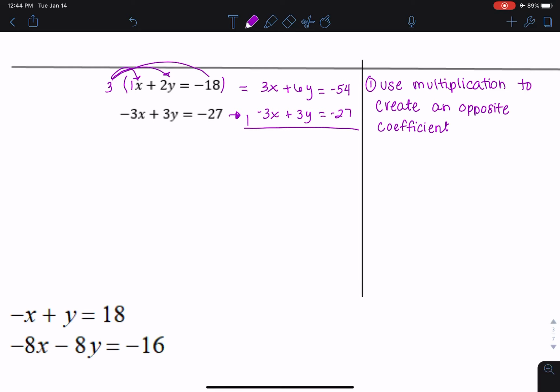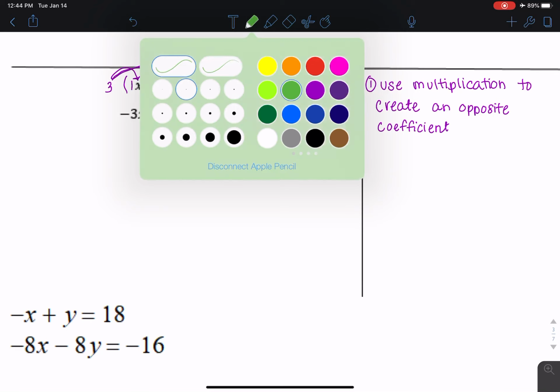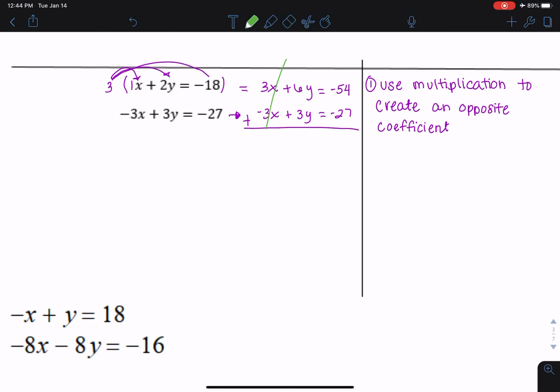Now I can add my equations, and when I do that, my 3x's and my negative 3x's will cancel. So now I've created a situation where I have opposite coefficients on one of the variables, so they cancel and I only have the other. So step 2, add the equations.